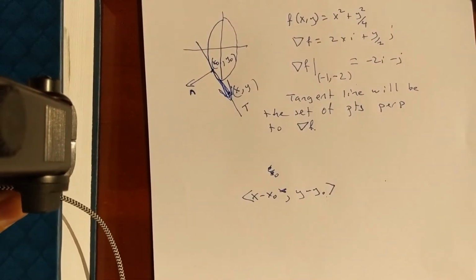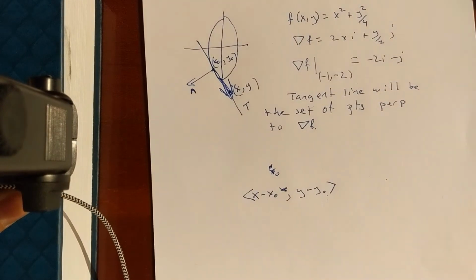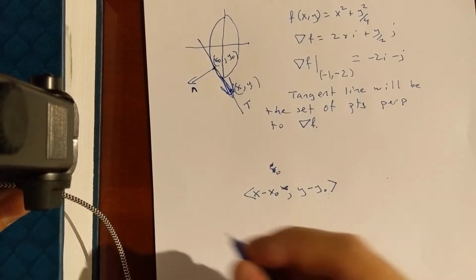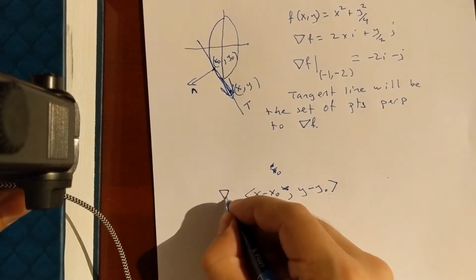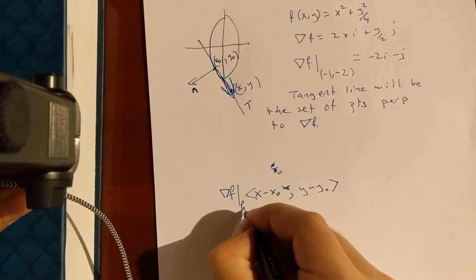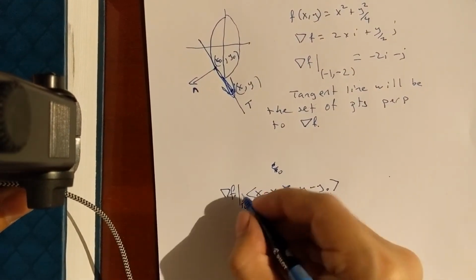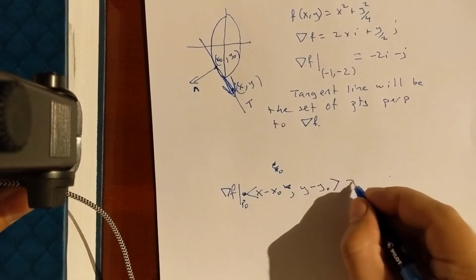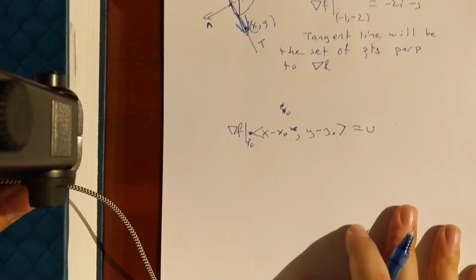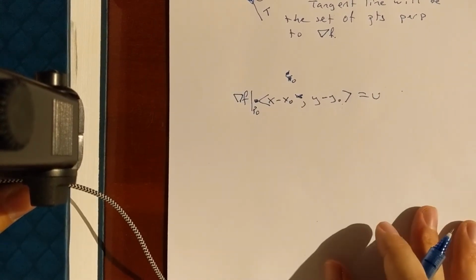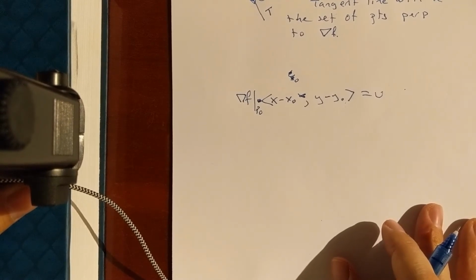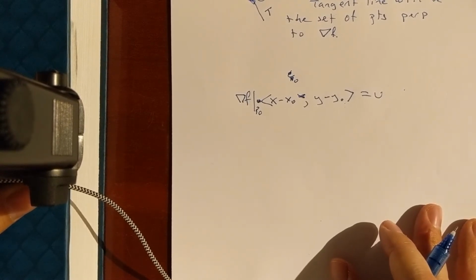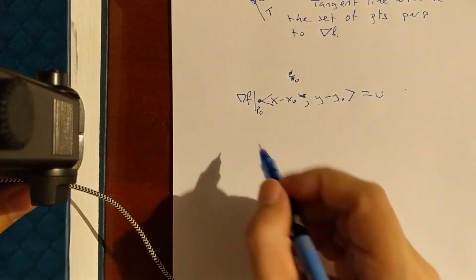Okay, and if that's going to be perpendicular to the gradient, the normal vector times the gradient of f, evaluated at P naught, the dot product should be 0, right? They are, because we said that they are perpendicular. All right, so what does that mean? When will they be 0? Well, let's do the dot product. What will we have?